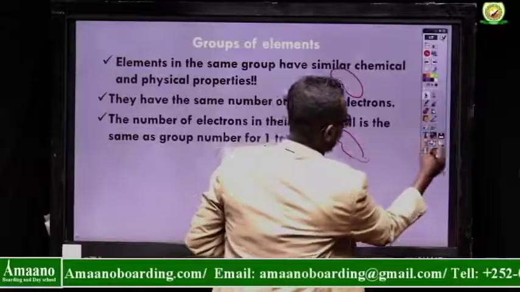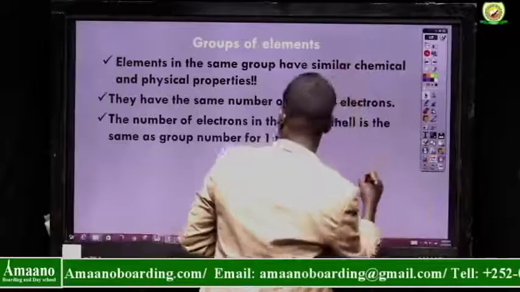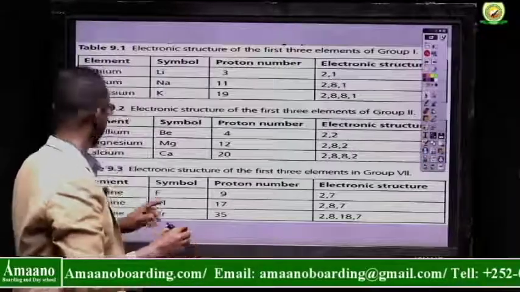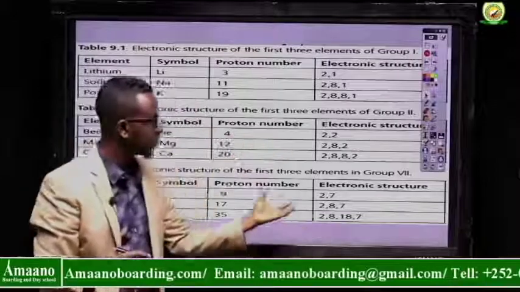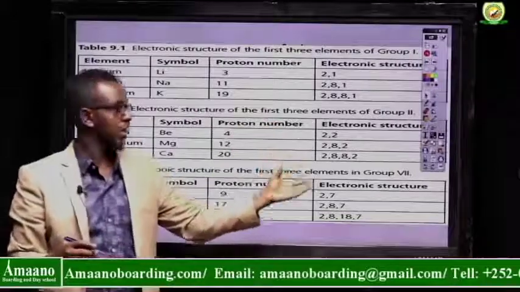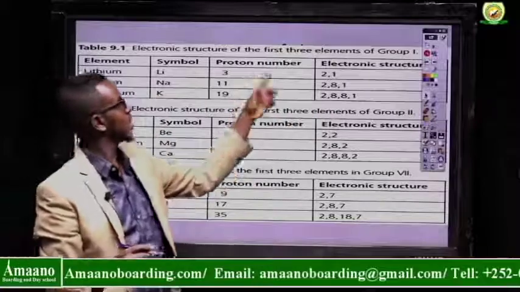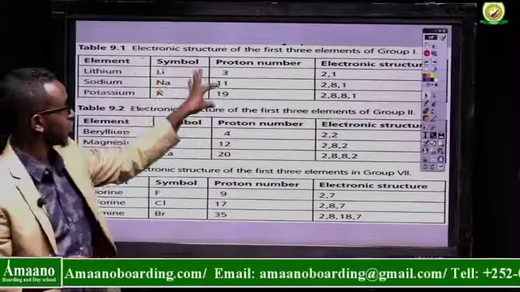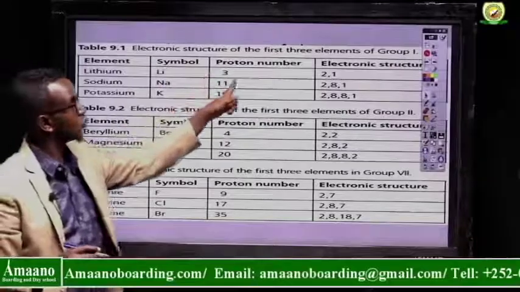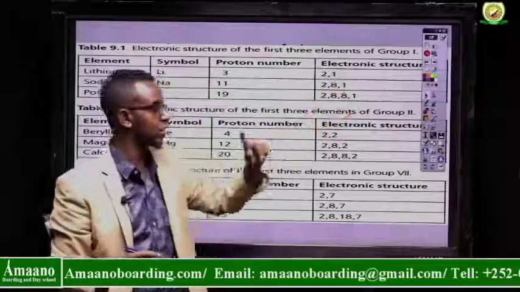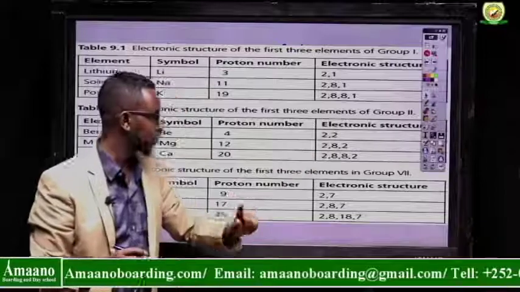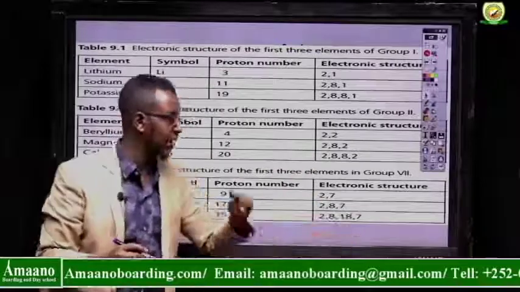So if you consider this table, the number of electrons in the outer shell indicates the group number. For example, the first 3 rows indicate group 1 because they have 1 electron in their outer shells. Then 2 electrons in their outer shells, and 7 electrons in their outer shells.